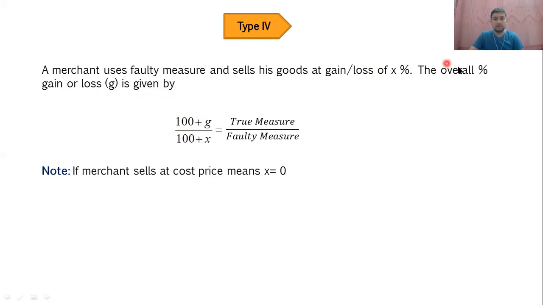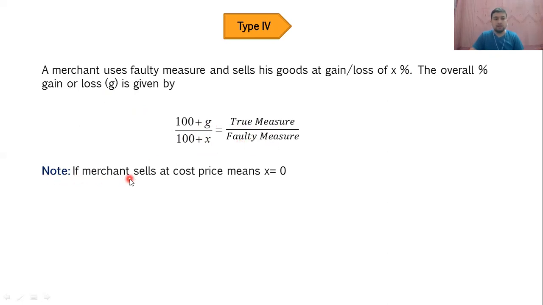What is g here? Overall percentage gain or loss. I have used g to denote overall percentage gain or loss. G is the notation for it. So (100 + g) upon (100 + x) is equal to true measure upon faulty measure.